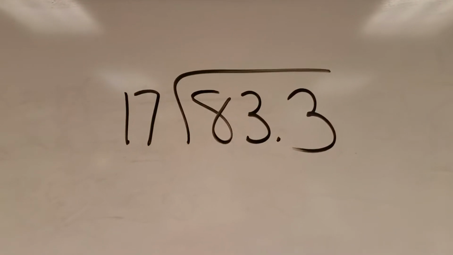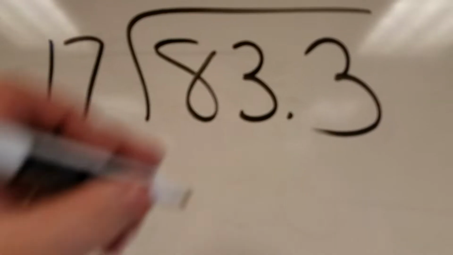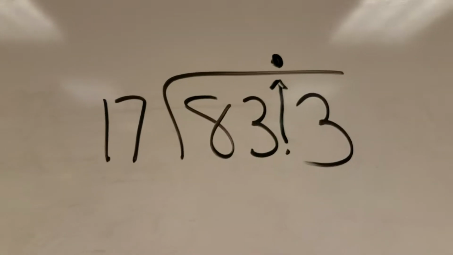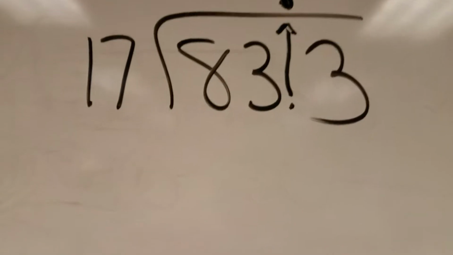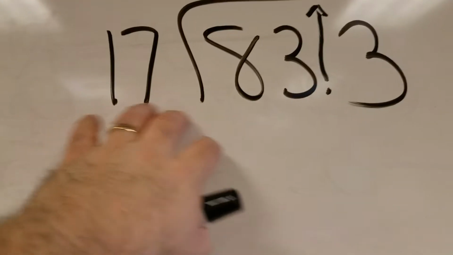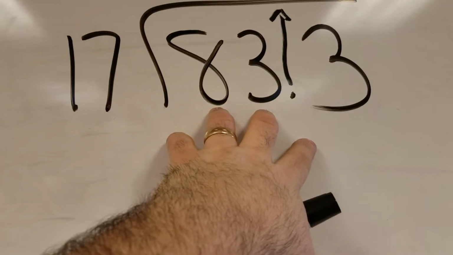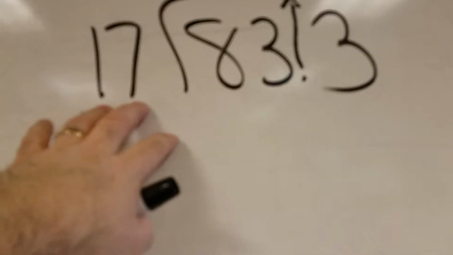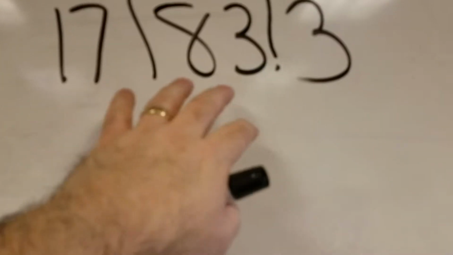All right, let's go over to this problem. So same thing, my decimal is going to go straight up. I'm going to make it take an elevator ride up to the top. It doesn't move. It just goes straight up. I can't do 17 into 8. 8 cannot be divided by 17. But 83 can. How many times? Well, this is close to 20. 20, 40, 60, 80. That's 4 times.